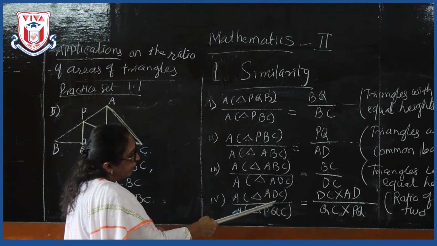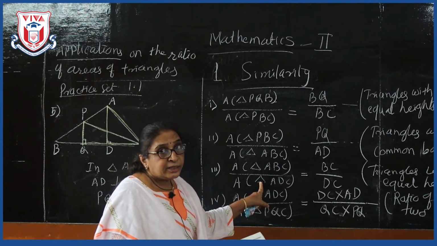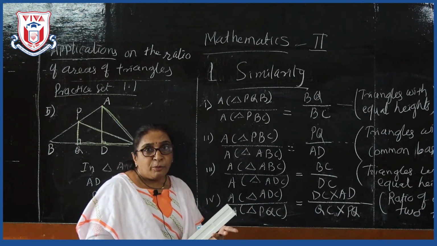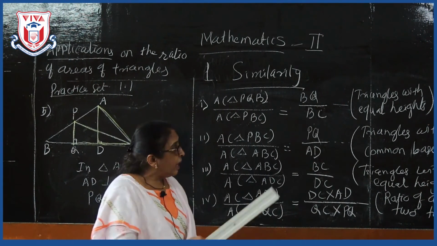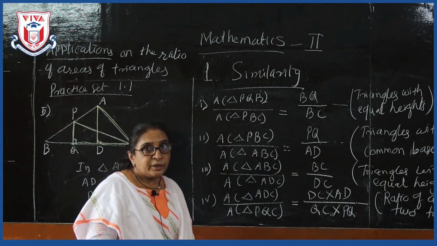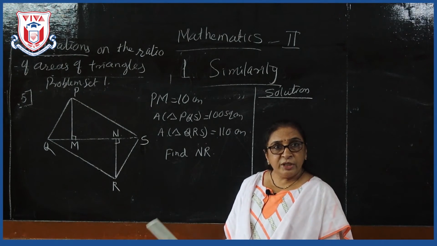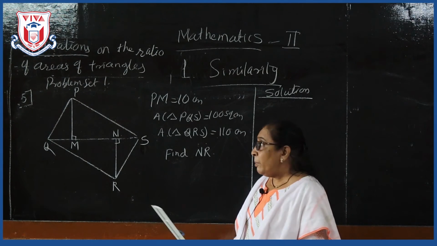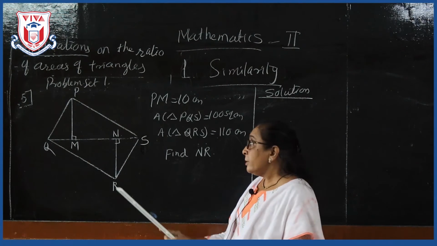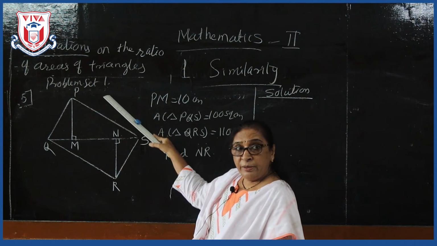So in this way, we can identify the triangles in which bases are common or heights are common or both are different. According to that, we can write the ratios. Okay? Now we will see one more example which is related to the similar property based on the areas of two triangles. We are taking the example from problem set 1.